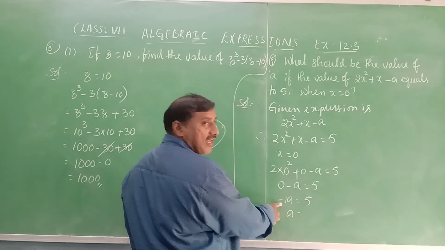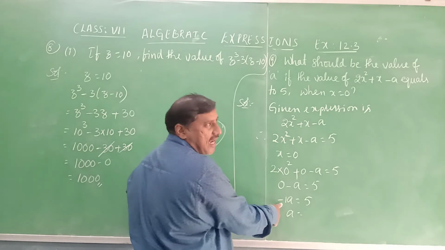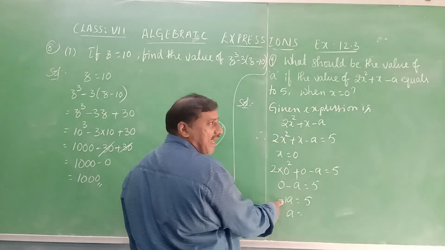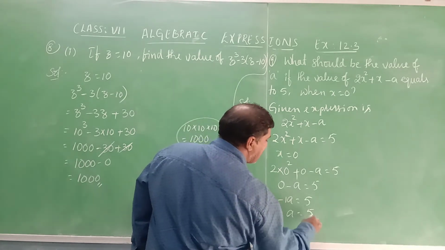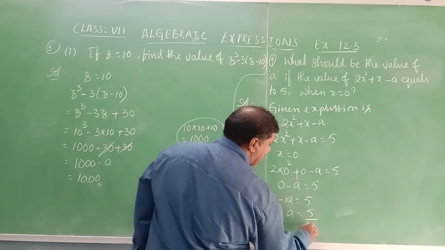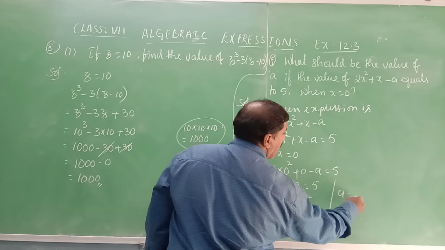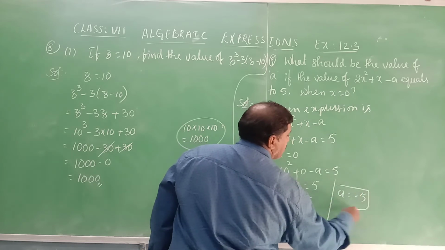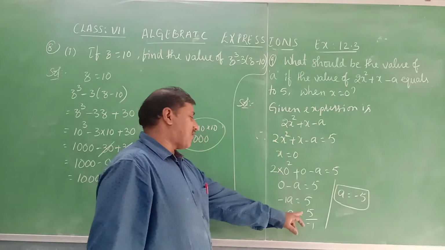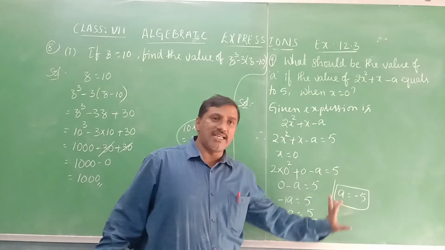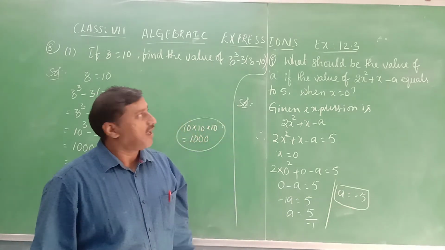Here minus 1A means minus 1 into A. Therefore it is multiplying. When we transpose to RHS, it divides. That is 5 divided by minus 1, that is equal to minus 5. So when we divide 5 with minus 1, the result is minus 5. Clear, children?